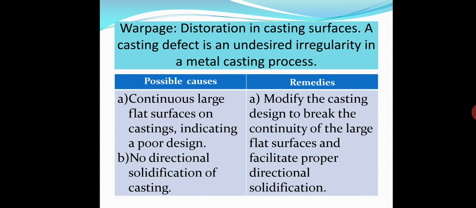Next is warpage. Warpage is distortion in casting surfaces. A casting defect is an undesired irregularity in a metal casting process. So, if distortion occurs in the casting surface, this defect is known as warpage. So, this defect occurs because of continuous large flat surface on casting, and no directional solidification of casting. To avoid this, we have to modify the casting design to break the continuity of large flat surfaces and to facilitate proper directional solidification.